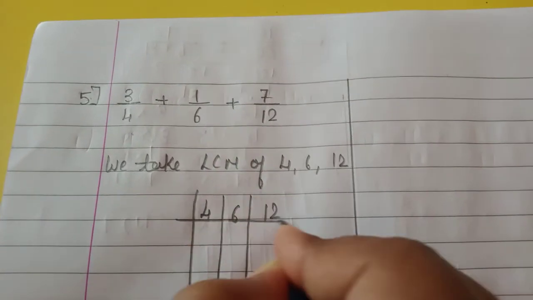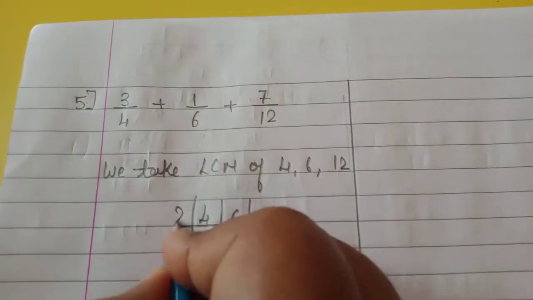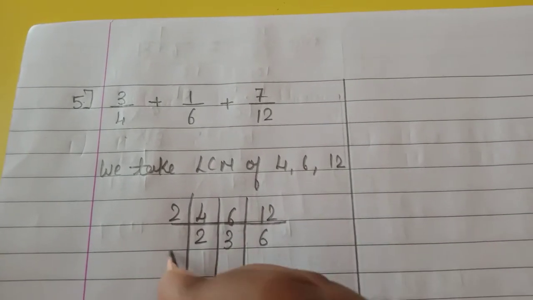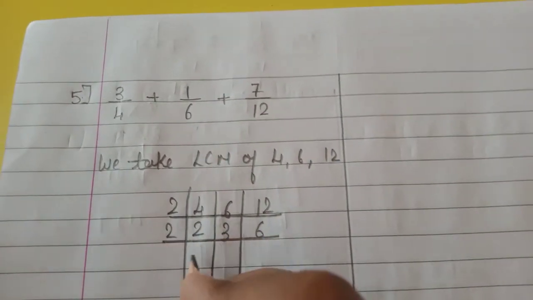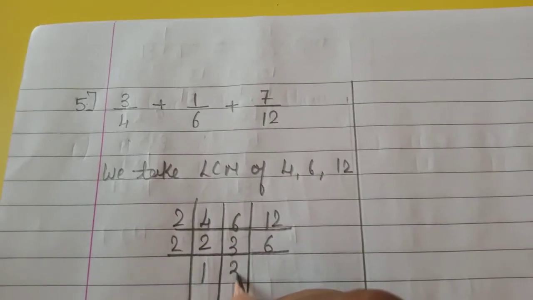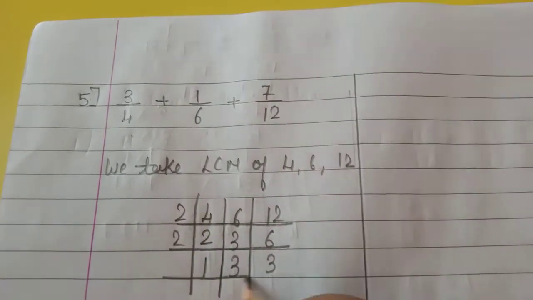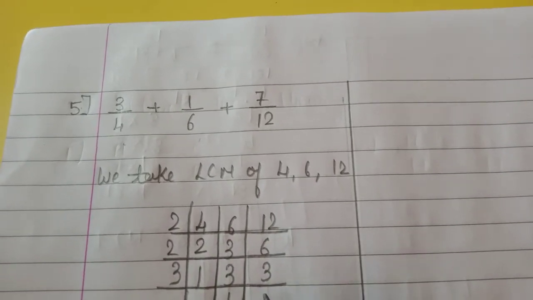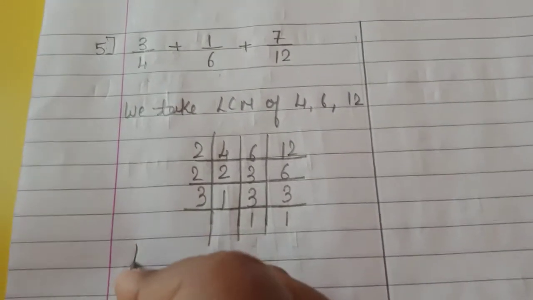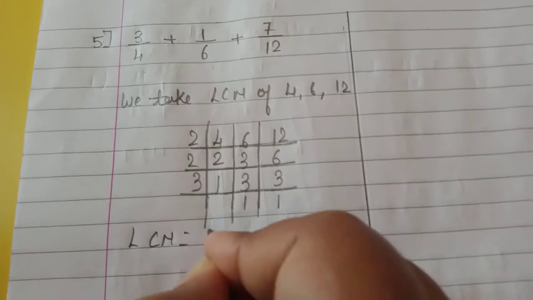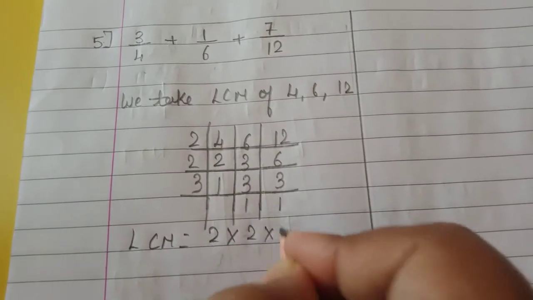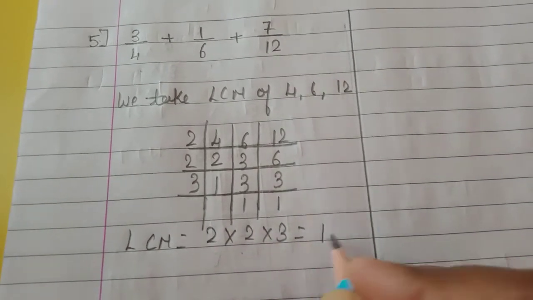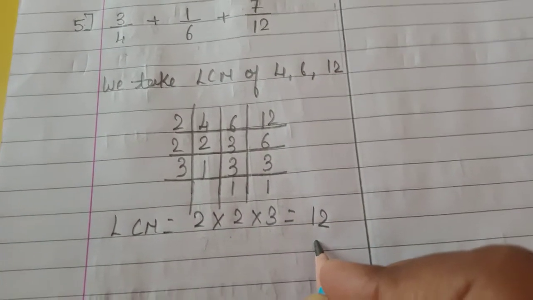So in the 2 table it will come, yes, 2 2s are 4, then 2 3s are 6, then 2 6s are 12, again 2, 2 1s are 2, 2 3s are 6. Now 3 will come in the 3 table, 3 1s are 3. So LCM equal to 2 multiplied by 2 multiplied by 3. So 2 2s are 4, 4 3s are 12. So what is the LCM? 12.